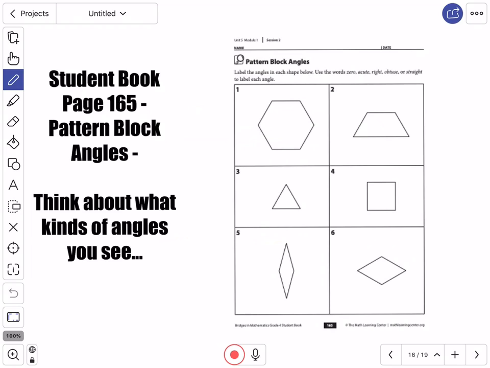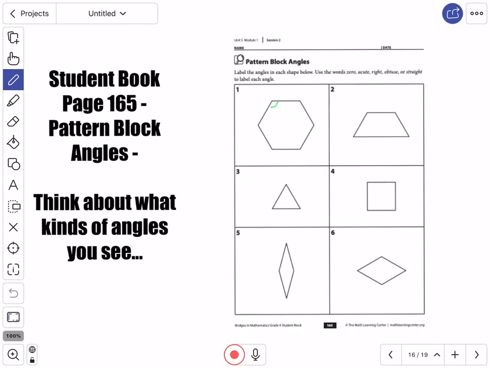All right. Okay, so now what I want you to do is open up your student book to page 165. Now we're kind of looking at pattern block angles. Unfortunately, we're not in our classroom, so we can't look at these pattern blocks and hold them in our hands and things like that, but we're going to use the words zero, acute, right, obtuse, or straight to label each angle, okay?